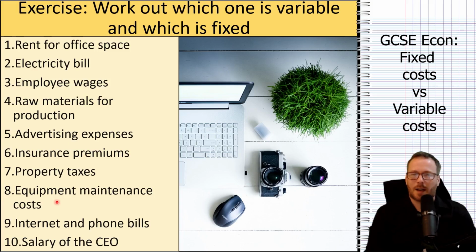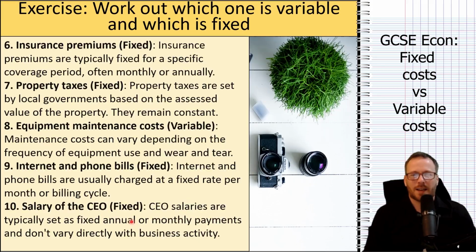Maintenance costs, absolutely variable. You don't know what's going to break down on what day and how much it's going to cost. Internet and phone bills, mostly fixed. You just need that unlimited data package and then you're off, aren't you? And salary of the CEO, fixed because it's a salary. And here's the data for all this.